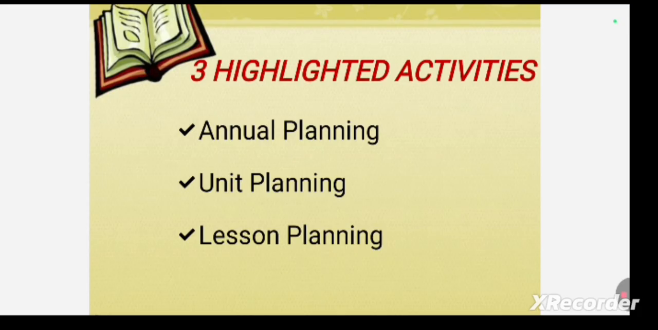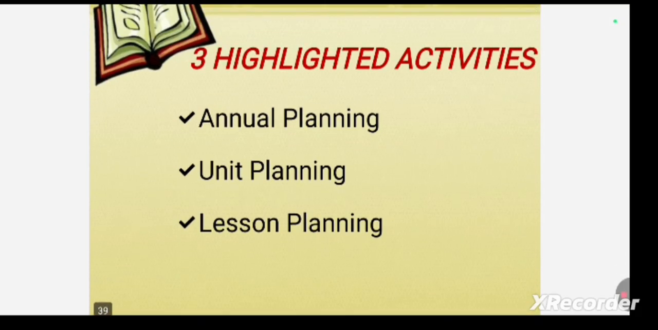So 3 basic things usually happen in the classrooms. One is annual planning, then unit planning and lesson planning. Let me tell you one by one. The first thing is annual planning. This is the annual plan of a particular academic year from June to May. What are the activities that should be done inside the school premises? That is the annual plan.